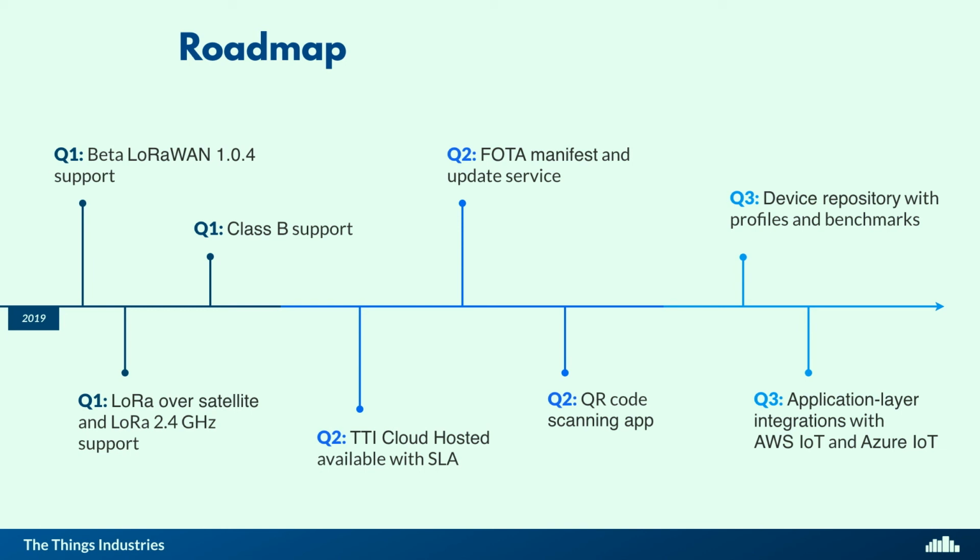So what we're going to do in the coming year, we are working on LoRaWAN 1.0.4 support. So Alper earlier today from the technical committee of the LoRa Alliance presented the new LoRaWAN specification, so we're currently working on that. We're supporting LoRa over satellite, that Nicola also mentioned here earlier on stage. 2.4 gigahertz support is also coming. We actually already have it. We are launching our cloud hosted with SLA in the next quarter.